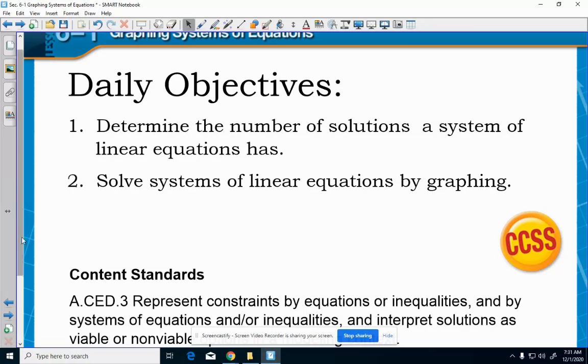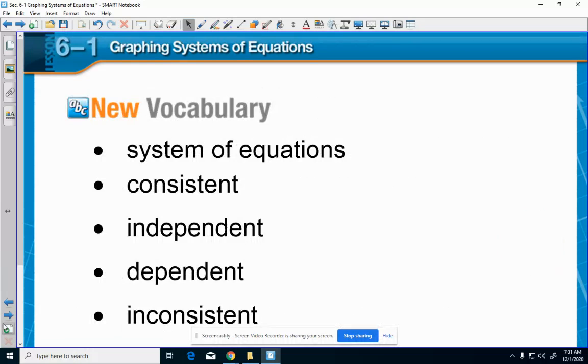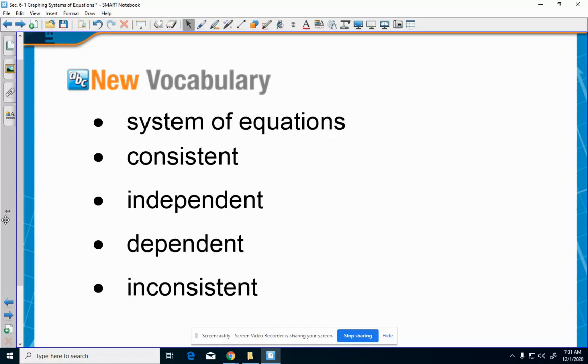And then, can we solve systems by graphing, which is obviously what we're going to try to do. As you see some of these words come across here, consistent or independent, dependent, inconsistent, that's a screen we'll get to. It's in your book as well, so you could find it there. I think it's on page 335, if I remember correctly.